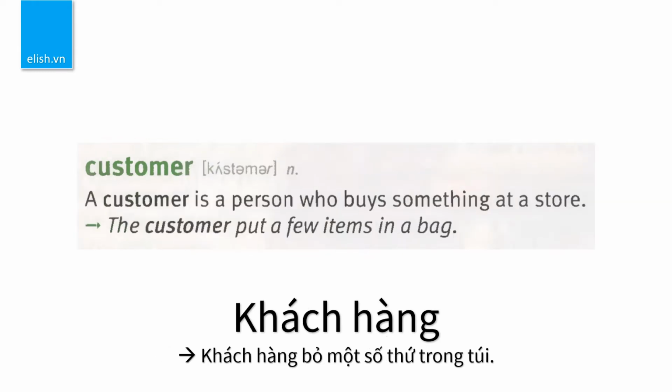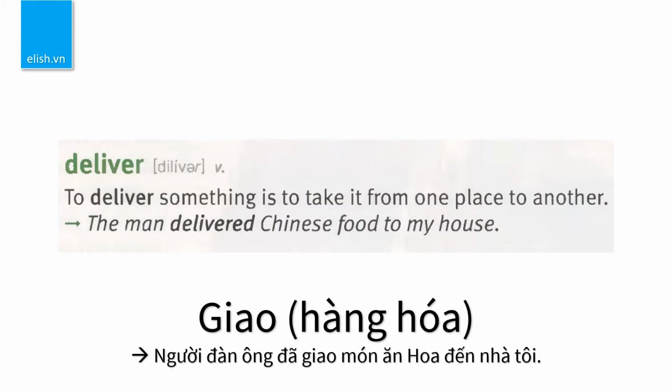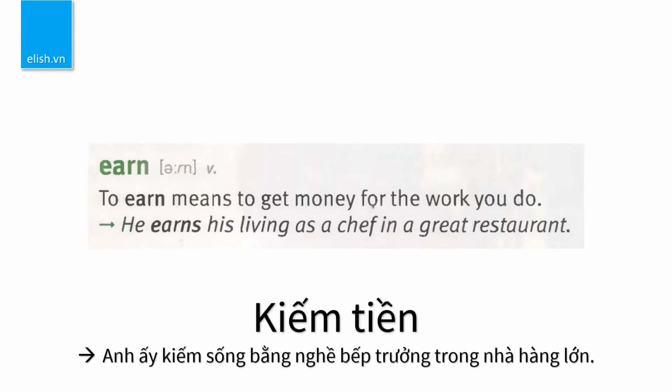Customer. A customer is a person who buys something at a store. The customer put a few items in a bag. Deliver. To deliver something is to take it from one place to another. The man delivered Chinese food to my house. Earn. To earn means to get money for the work you do. He earns his living as a chef in a great restaurant.